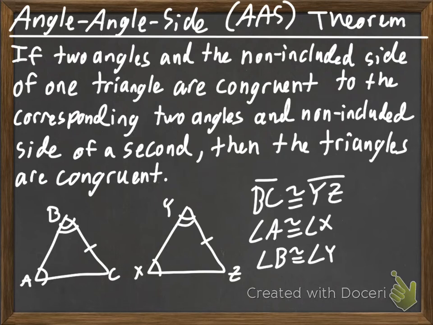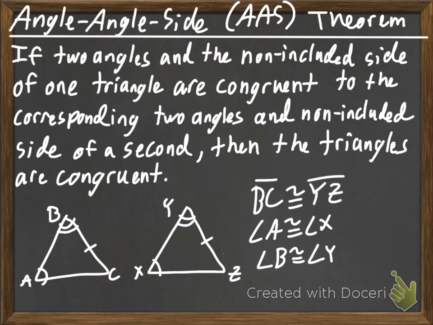Our last theorem is the angle angle side theorem. This says if two angles and the non-included side of one triangle are congruent to the corresponding two angles and non-included side of a second, then the triangles are congruent. So now we're talking about sides that are not included, which means that they're not going to be in between our two angles here. So we see that BC is congruent to YZ, angle A is congruent to angle X, and angle B is congruent to angle Y.